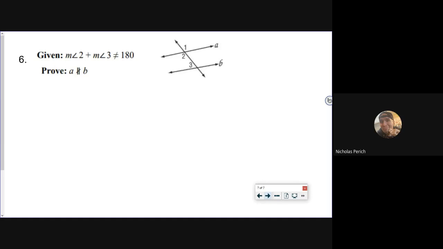So here's a picture. Angle 2 and angle 3 are alternate interior angles, but they don't add up to 180. So I'm going to prove that A and B are not parallel.